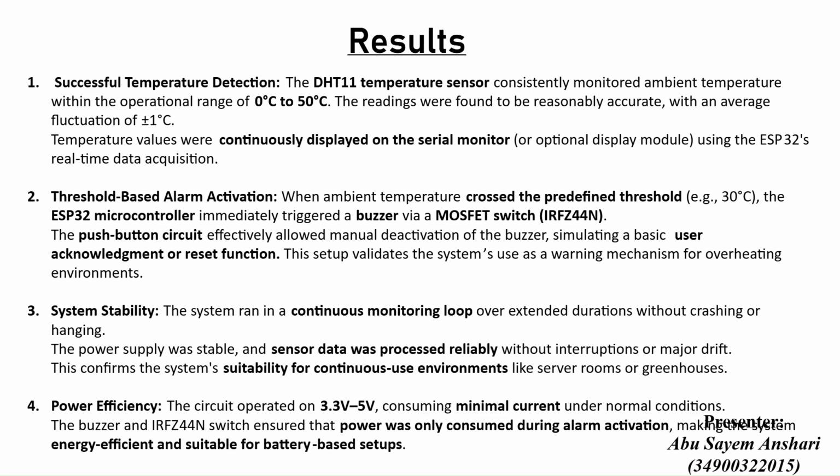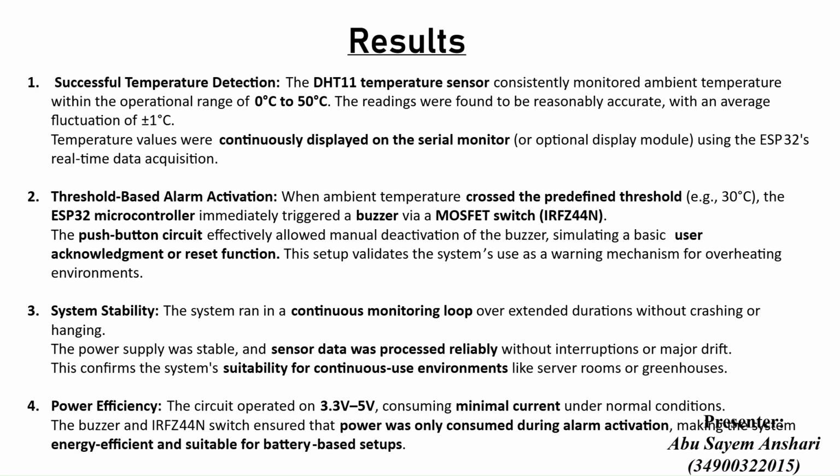Today I want to talk about the temperature activated alarm system results. The results are divided into four parts. First part is successful temperature detection. The DHT11 temperature sensor continuously monitors ambient temperature with an operational range of 0 degrees Celsius to 50 degrees Celsius. The readings were found to be reasonably accurate with an average fluctuation of plus or minus 1 degree Celsius. Temperature values were continuously displayed on the serial monitor.